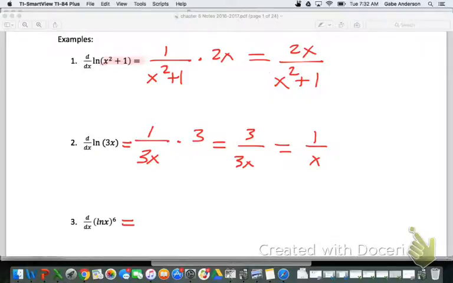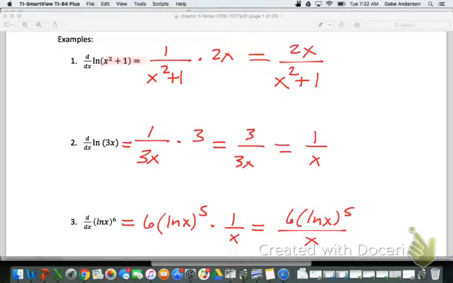It would be 6 parentheses ln of x to the 5th, that's just a power rule, times the derivative of the inside, so it would be times 1 over x. And if you wanted to be all technical about it, which I don't blame you if you do, you could put times 1. Of course, that doesn't change anything, so I don't see any reason to put that, but technically that's there. All right, and that would be it. That's the derivative of natural log of x quantity to the 6th. And of course, we could write it as 6 ln of x to the 5th all over x.